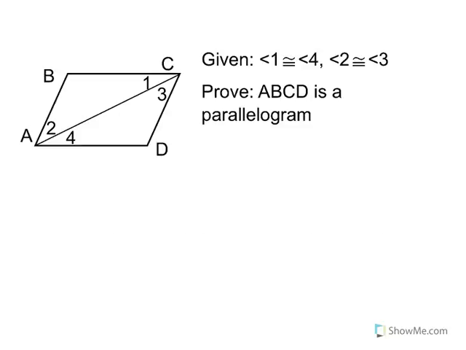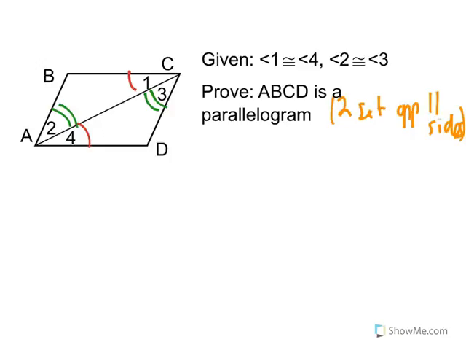So let's look at an example. We're told that angle 1 is congruent to angle 4, and angle 2 is congruent to angle 3. So our goal is to prove that ABCD is a parallelogram, which means we need to show that two sets of opposite parallel sides. So that is our goal.